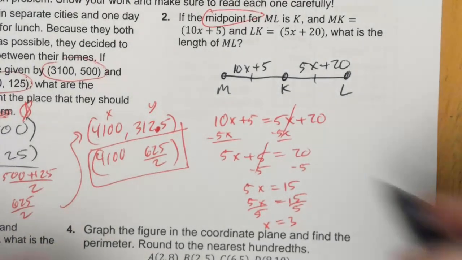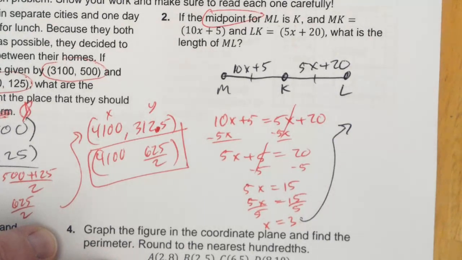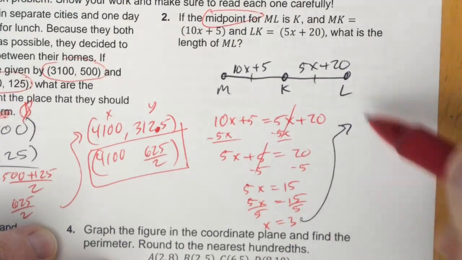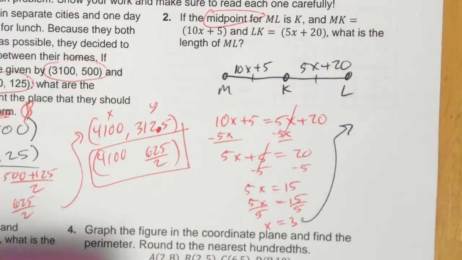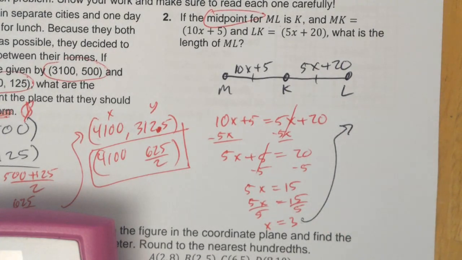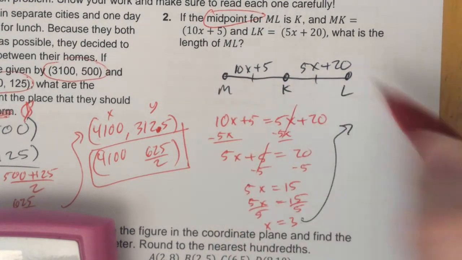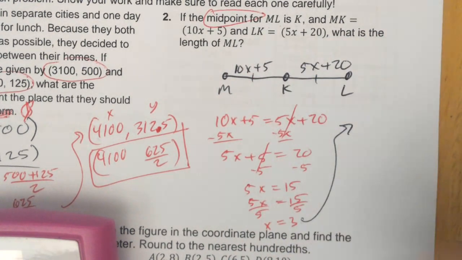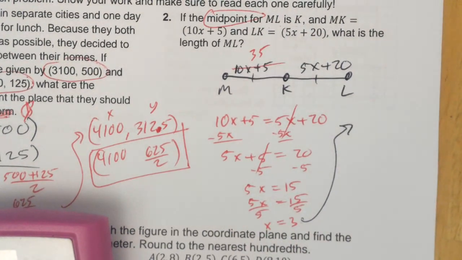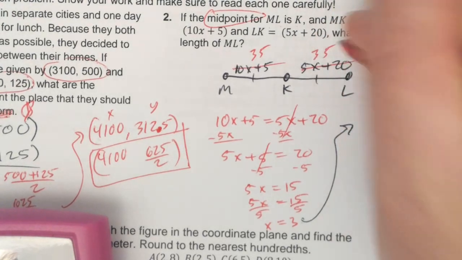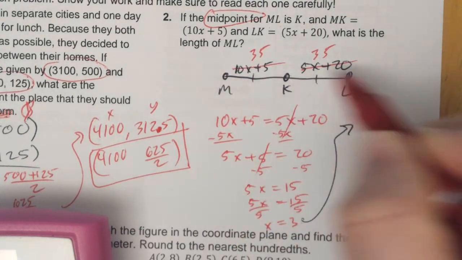Now, I've told you that once you do that, you want to take your x and plug it back into the picture for 2 reasons. One, to double check yourself, but the other reason is to be prepared no matter what question they ask. So if we plug it back into the picture, 10 times 3 and then plus 5, we would get 35. So this distance is really 35. 5 times 3 plus 20, this distance would also be 35, which is exactly what we wanted, right? The left is equal to the right.